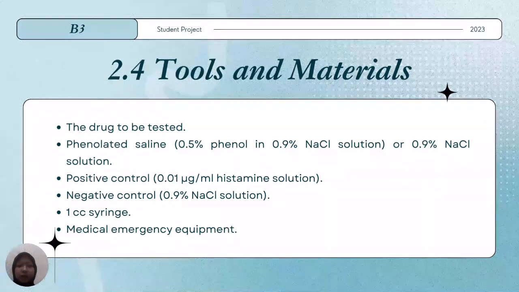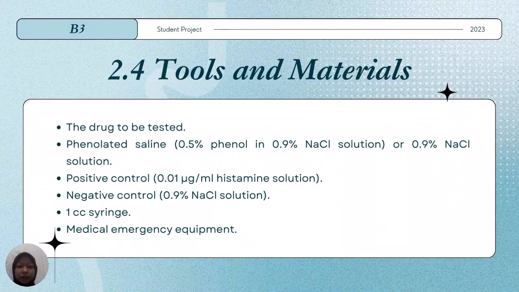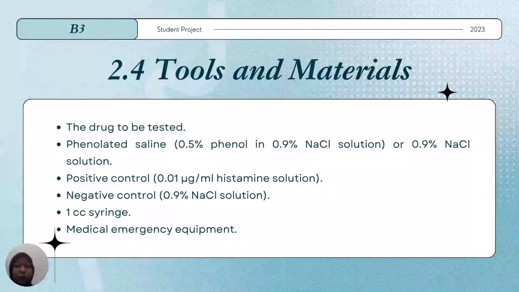First is the drug to be tested, phenylethyl saline, 0.5% phenol in 0.9% natrium chloride solution or 0.9% natrium chloride solution. Positive control: 0.01 microgram per milliliter histamine solution, used to ensure an allergic state. Negative control: 0.9% natrium chloride solution.